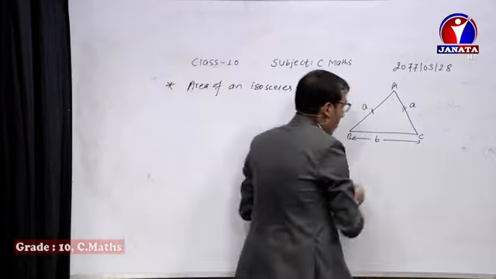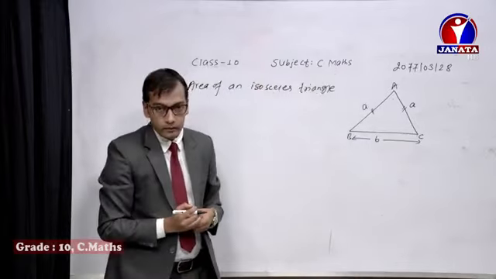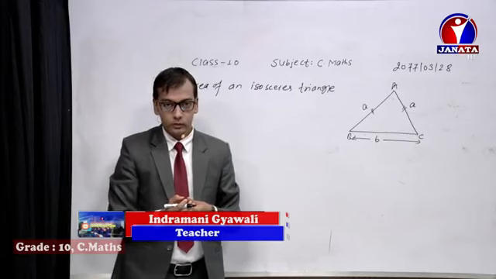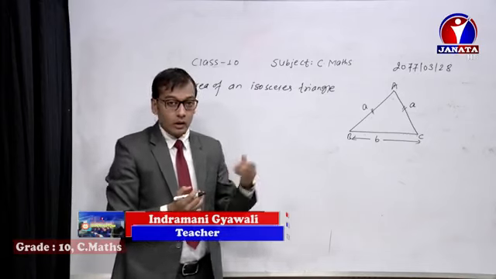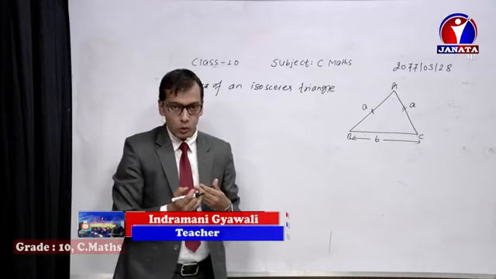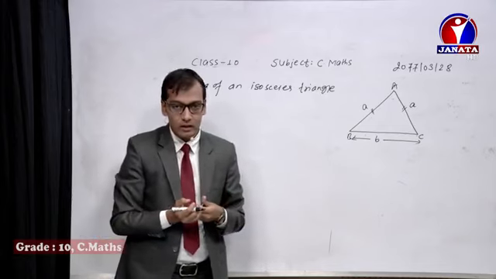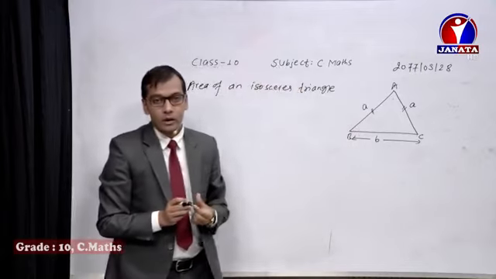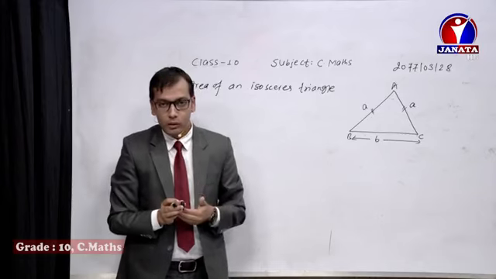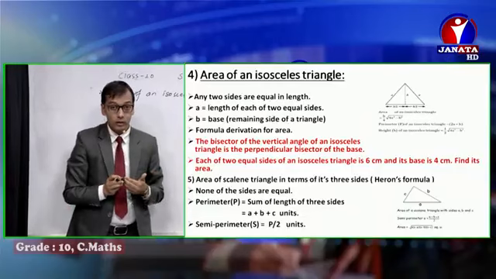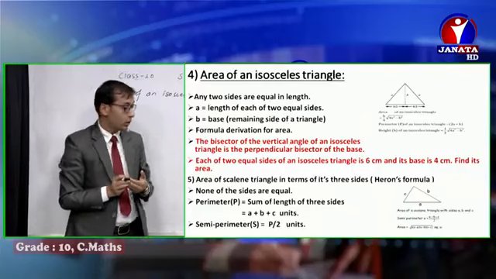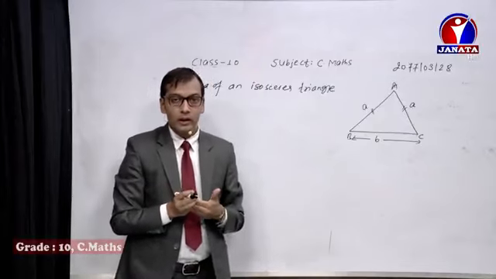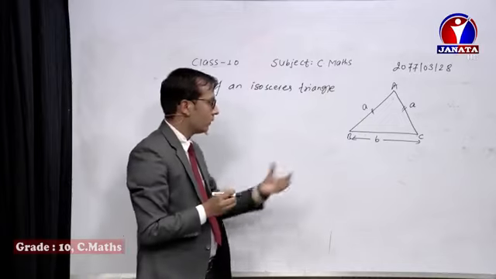Okay, so here again I am going to derive a special formula for the isosceles triangle, but we can use the common formula 1 by 2 times base times height. But for some triangles like the isosceles triangle and equilateral triangle, there are some special formulas that will make calculation easy. So let's derive the special formula to find the area of this triangle.